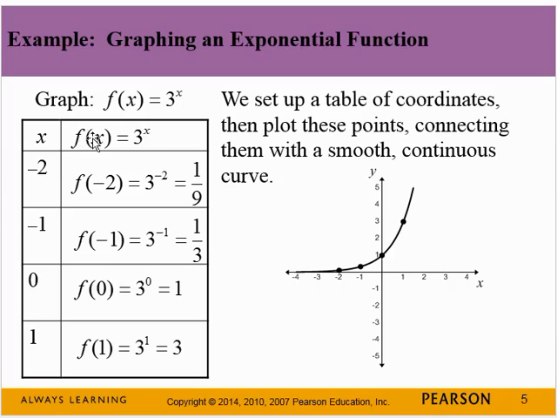So you have f of x equals 3 to the x. Negative 2, you get 1/9. Negative 1, you'd get 1/3. 0, you'd get 1. And 1, you would have 3. So we plot our points. Set up a table of coordinates and plot these points, connecting them with a smooth, continuous curve.